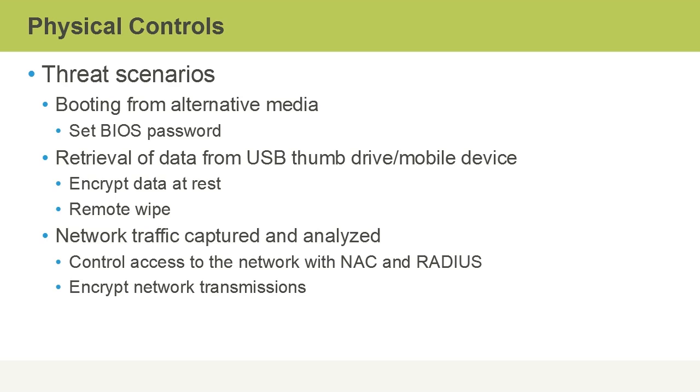There's also the threat of network traffic being captured and analyzed. Well, other than the obvious of encrypting network transmissions, physically, we might want to control access to the network. We might do that using network access control or NAC with centralized RADIUS authentication. But at the physical level, if you think about, let's say, a reception area in an office, any network wall jacks should probably be disabled. We don't want someone coming in with a laptop and plugging into a wall jack behind a plant and gaining access to the network. The same, of course, applies to wireless networks.